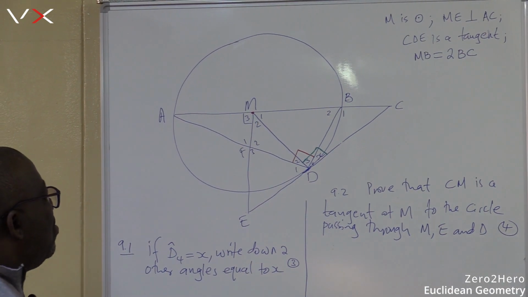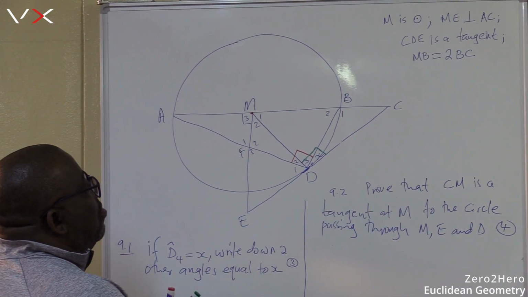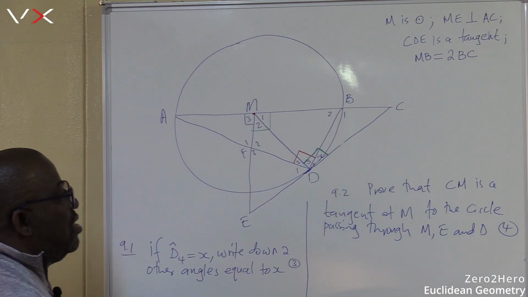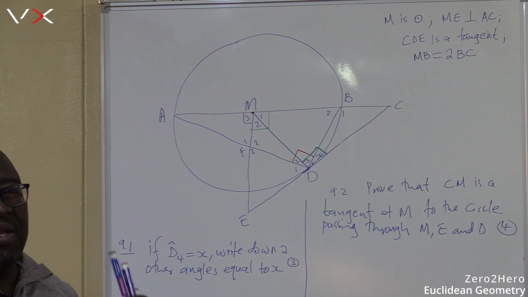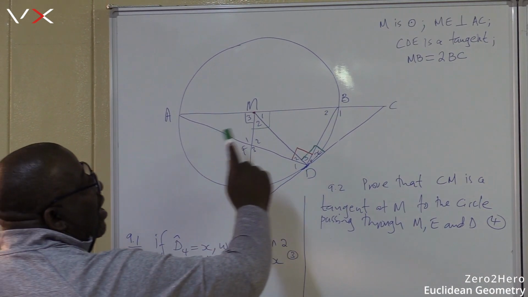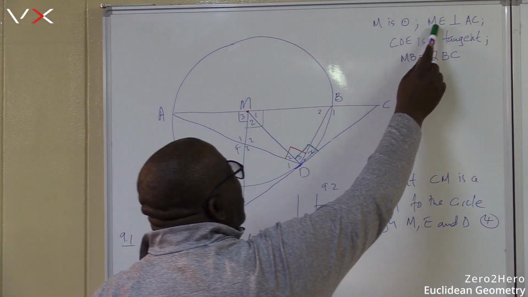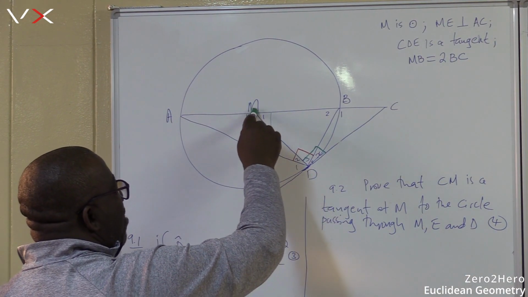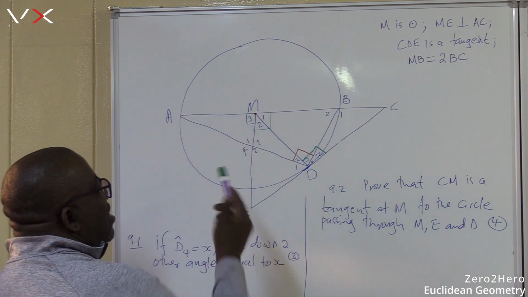What else do we know? We also know that this will also be another 90 degrees. A straight line gives us 180 degrees. There are so many things that we know here. A line from here, okay. ME is perpendicular to AC. ME, or simply tell that this is 90 degrees, it's fine.